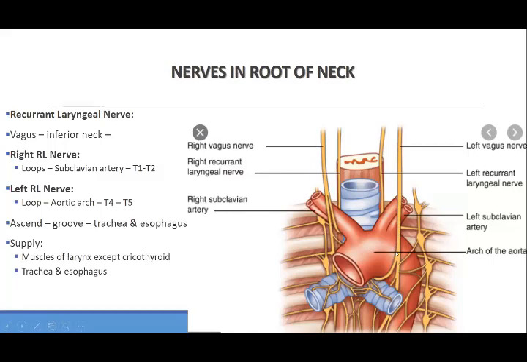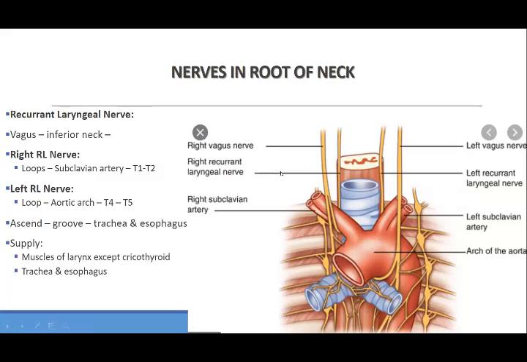It arches around the arch of aorta. Actually, they say it arches around the ligamentum arteriosus, the ductus arteriosus. But for you people, remember that it arches around the arch of aorta. At what level does it loop or hook around the arch of aorta? That level is the 4th thoracic vertebra. So at the T4 level the recurrent laryngeal nerve hooks around the arch of aorta on the left side.